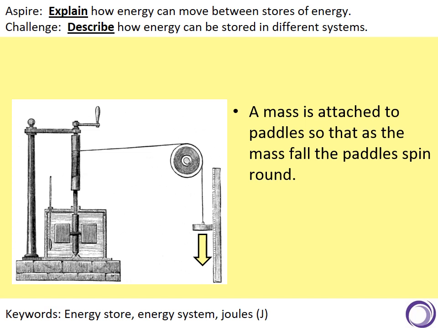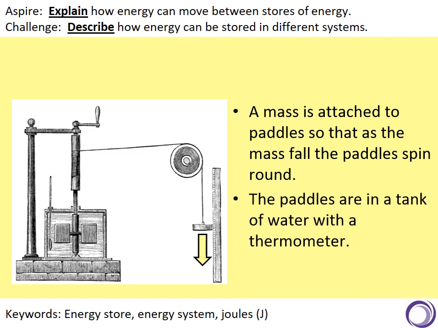So the paddles spin round, and the paddles are just in a tank of water. And you can just also see in there that he's got a thermometer in the water. So he starts off, he measures the temperature of the water, lets the weight fall, paddles spin, and then he goes back to measure the temperature of the water. Now initially he found nothing, so he was quite confused.